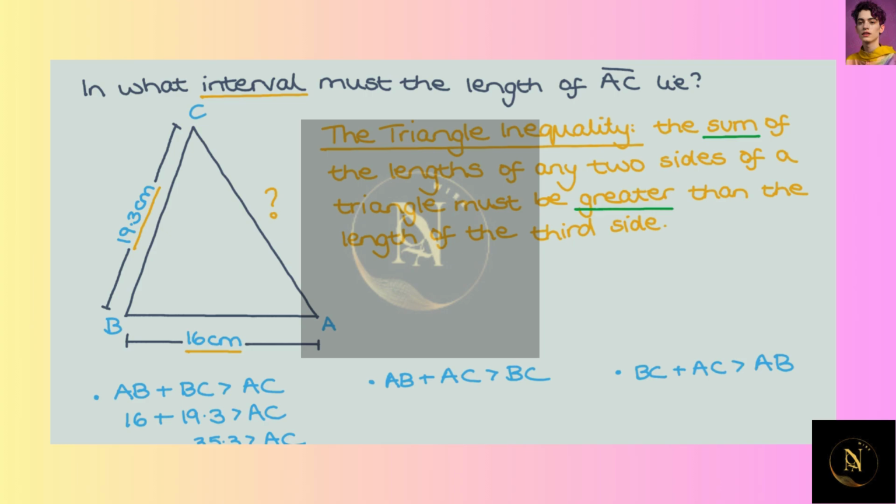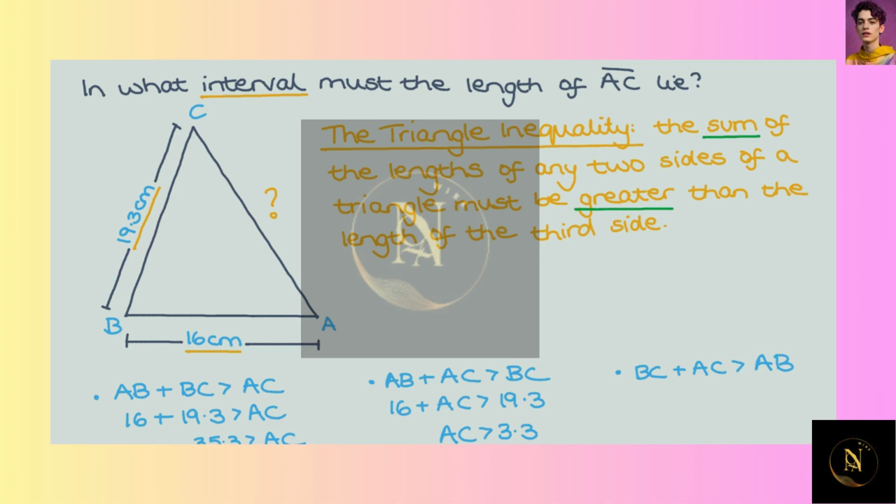Now let's look at each of the other two inequalities. Substituting the values of AB and BC into the second inequality gives us 16 plus AC is greater than 19.3. In order to solve this inequality for AC, we need to subtract 16 from each side. This tells us that AC is greater than 3.3, so now we have a lower bound on the length of AC.